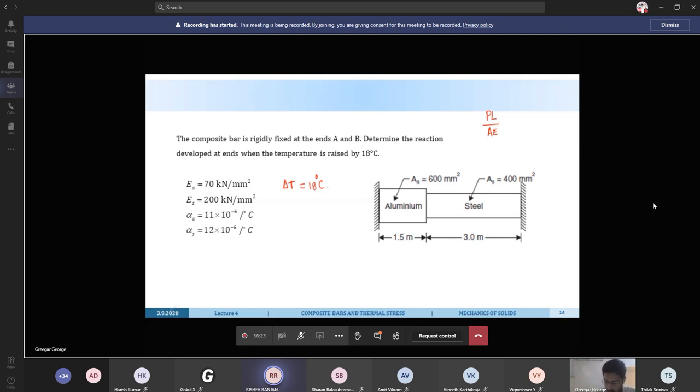Okay, so what happens if we increase the temperature in this bar? There is aluminum and there is steel. So these two members try to expand. So it goes like this, and here also it goes like this. But there is a support at both the ends which tries to bring this elongation back to the original, so the total net elongation will be 0. So how can we calculate this delta? Let it be delta A.